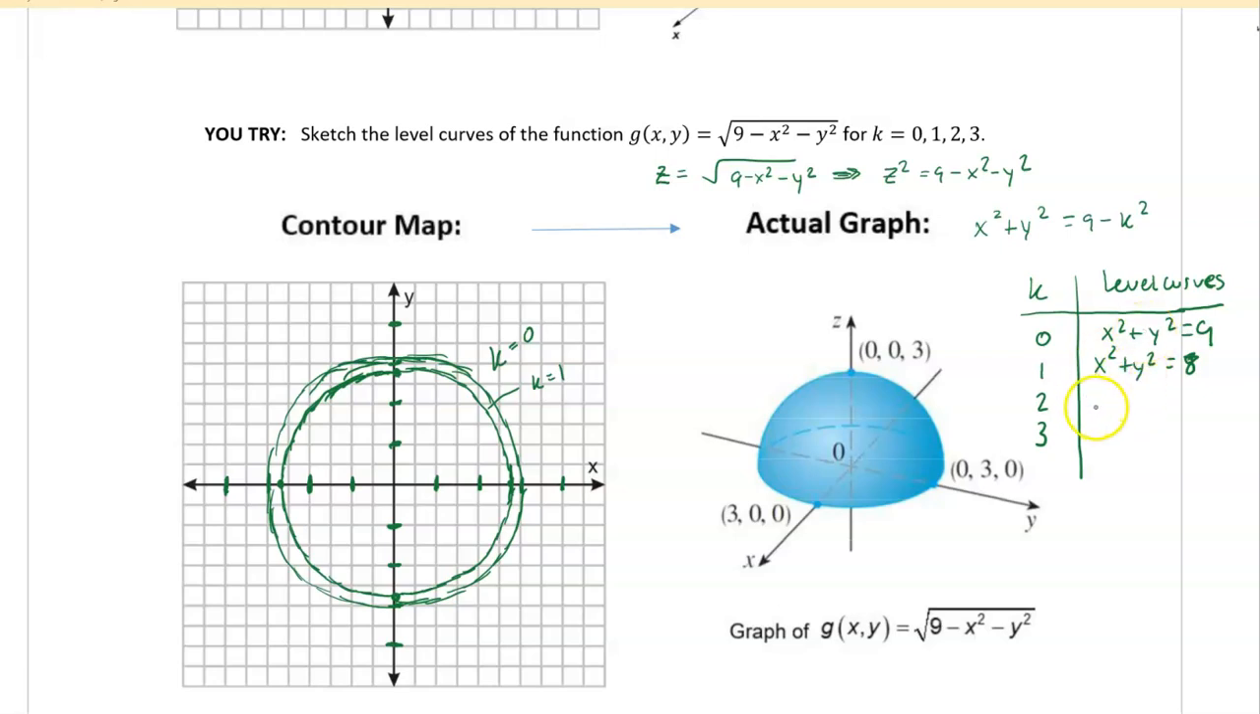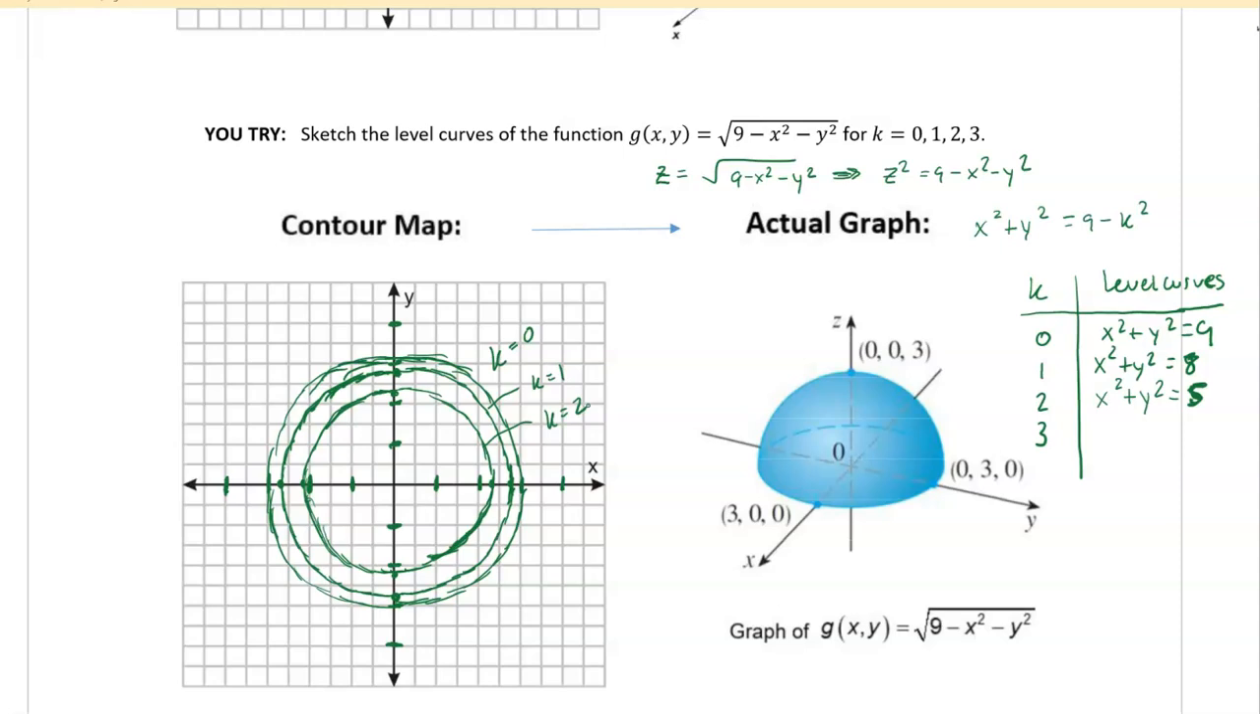Go back to my chart here. When k equals 2, x squared plus y squared equals 9 minus 2 squared, which is 5. So that's a circle centered at 0, 0, radius square root of 5, which is a little bigger than 2, because square root of 5 is going to be bigger than square root of 4. So maybe I'll put that one a little past my values of 2 around my circle here. And then again, sketch a circle to the best of your ability. Okay, not great, but you get the idea. There is k equals 2.